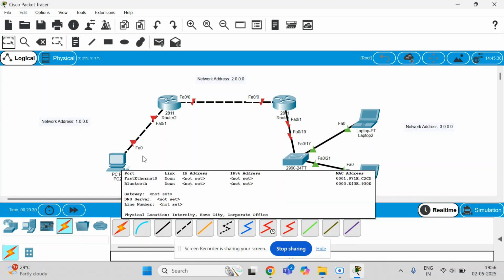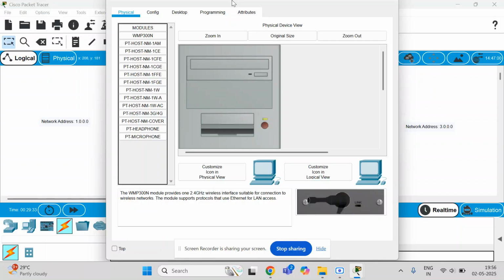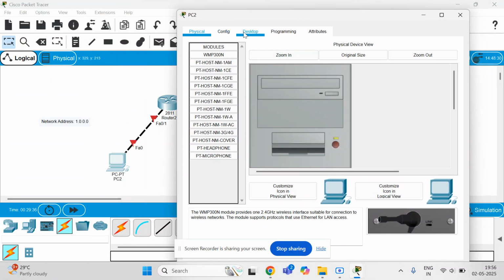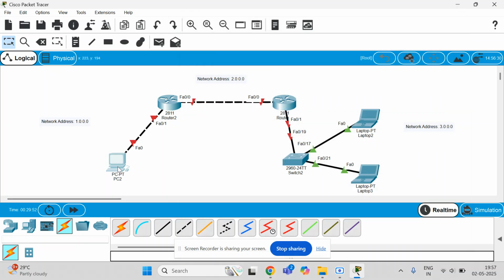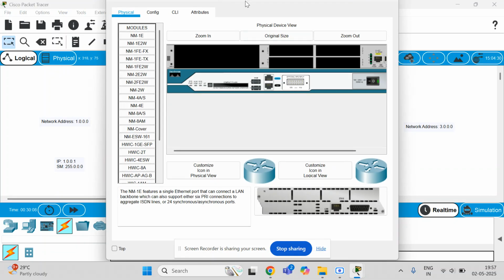Firstly I am configuring this PC. Open the machine, Desktop, IP Configuration. Here I am giving 1.0.0.1. The subnet mask by default appears of class A. This is the IP address of the machine, so I am writing IP 1.0.0.1 and subnet mask of class A. Right. So now come to the first router.